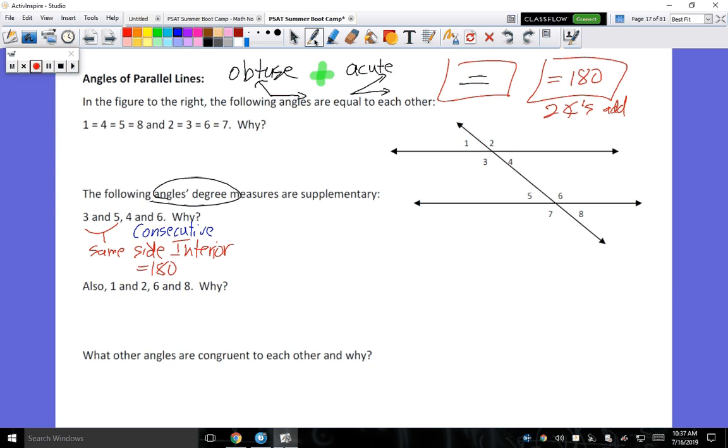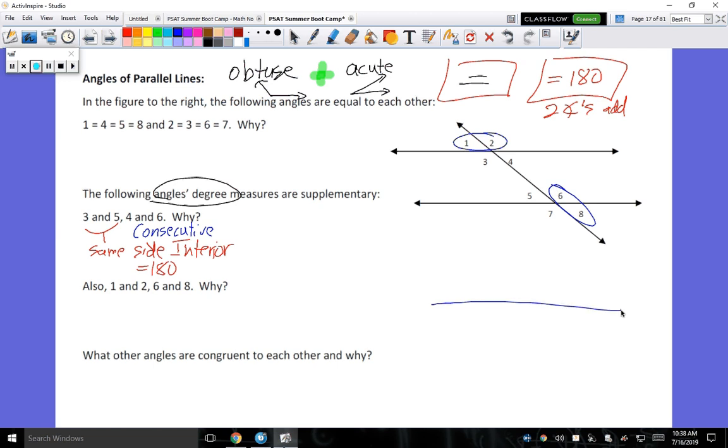So also 1 and 2. Look at 1 and 2. And 6 and 8. Say it says the following angles are supplementary. 1 and 2 and 6 and 8 are supplementary. Can you tell me why? They just make a linear line, okay?